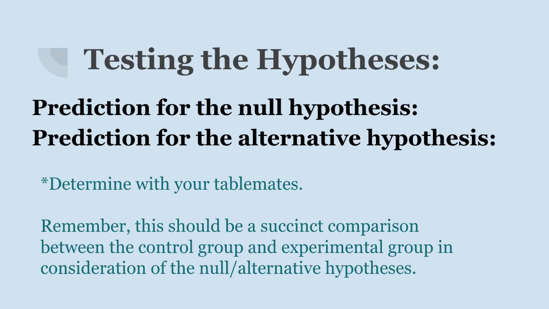And for the null hypothesis of the experiment and alternative hypothesis, again, this should be a succinct comparison between the control group and experimental group in consideration of the null and alternative hypothesis. And you could talk about banding length here if you so chose. So for the null hypothesis, again, we're anticipating that I am a nighttime person, right? So the null hypothesis would state that I was not a nighttime person, and the alternative hypothesis would state that I was. That's kind of the way you would want to word this, but in comparison to our control group, right?